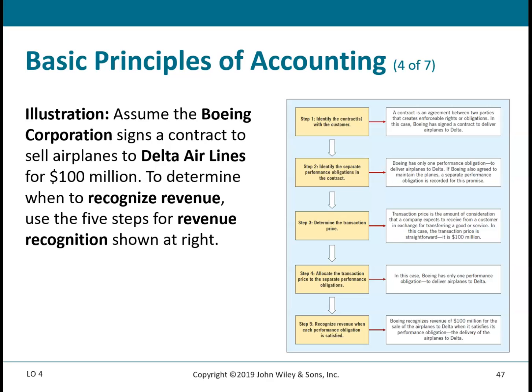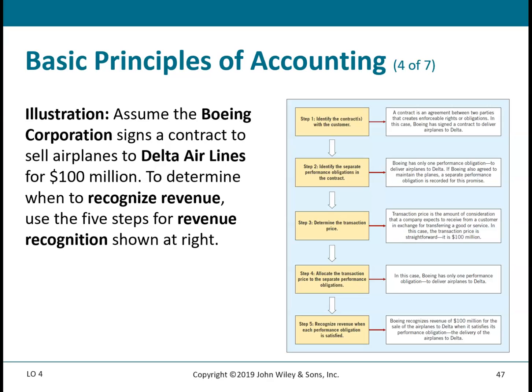Identify the separate performance obligations in the contract. Boeing has only one performance obligation, to deliver airplanes to Delta. If Boeing also agreed to maintain the planes, a separate performance obligation is recorded for this promise. Step 3. Determine the transaction price. Transaction price is the amount of consideration that a company expects to receive from a customer in exchange for transferring a good or service. In this case, the transaction price is straightforward.